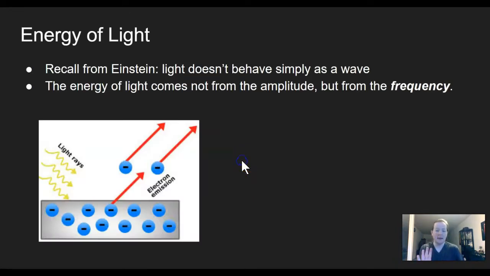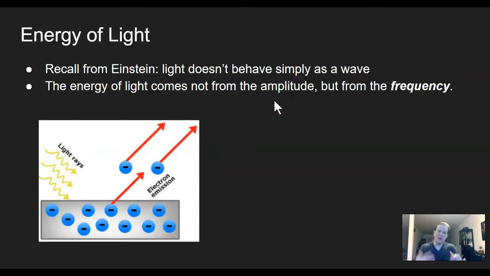So let's get into the energy of light. Remember, Einstein really brought to our attention that light simply isn't a wave, even though there was some back and forth. Newton thought it was a particle. Then there was a lot of experimentation showing that it was a wave. Einstein found out, well, no, it's not really a wave. It's kind of both. And in fact, everything is kind of both.